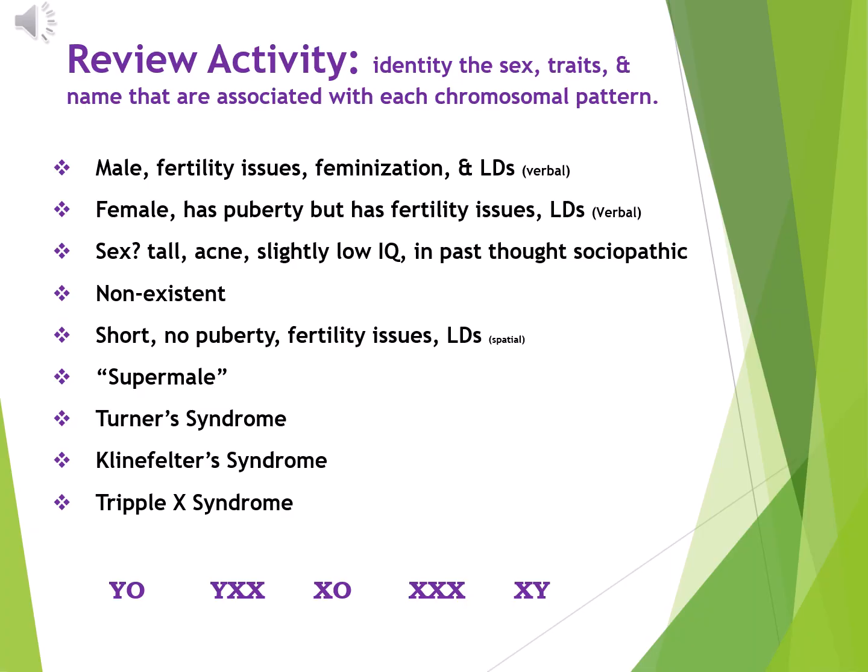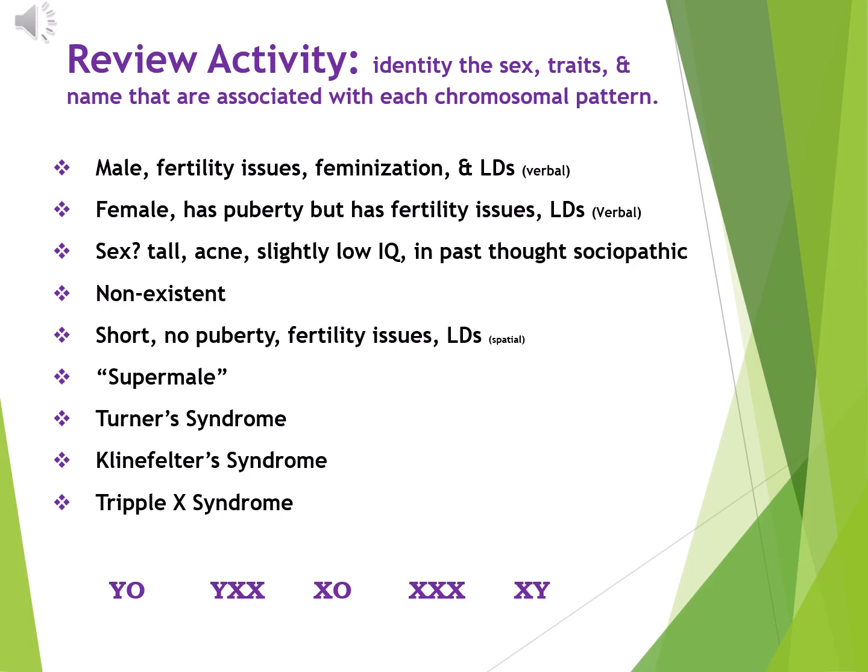Let's see how you do on this review activity. So first one, male, so we know he's got to have a Y. And fertility issues, feminization and learning disabilities, that would mean an extra X. So that would be, in addition to the typical XY, he would be an XXY or a YXX, either way.